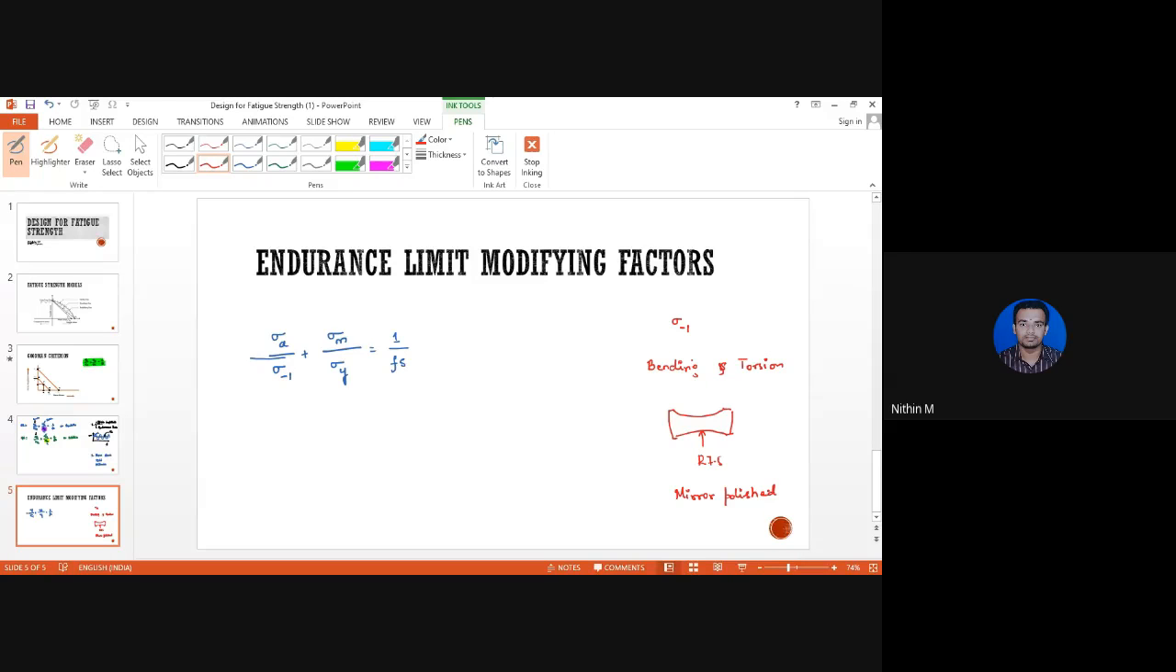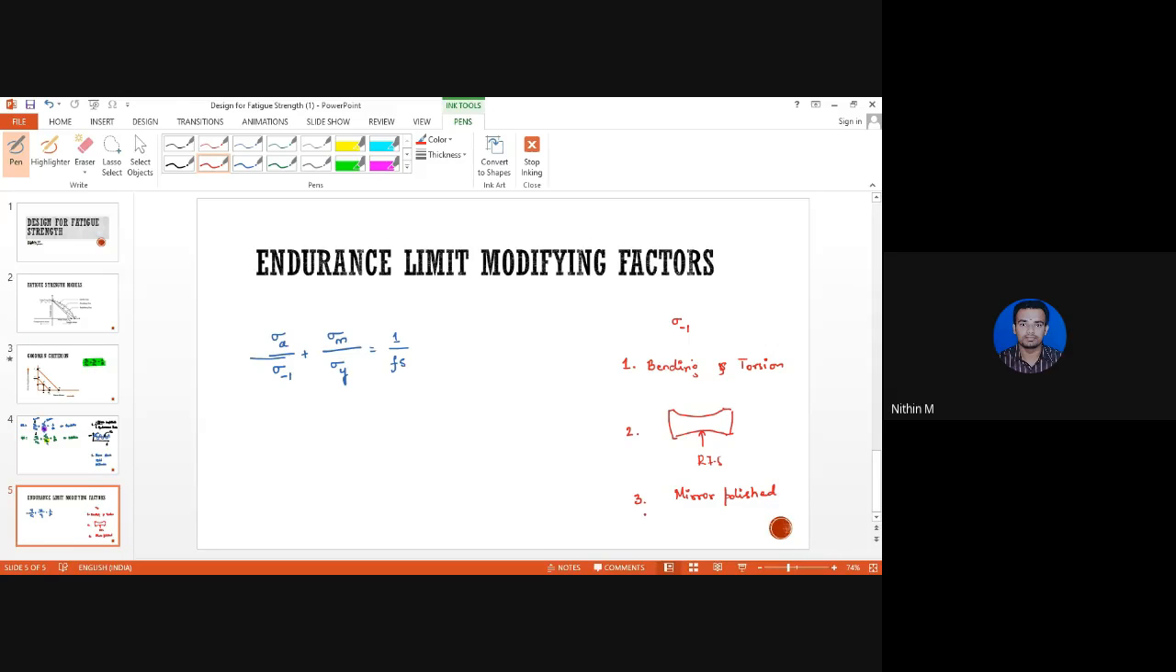Now, there are three things that you need to observe. The first one is the type of load that is acting on the component. Second one is the size as well as shape of the component. And the last parameter that needs to be observed is the surface finish of the component.